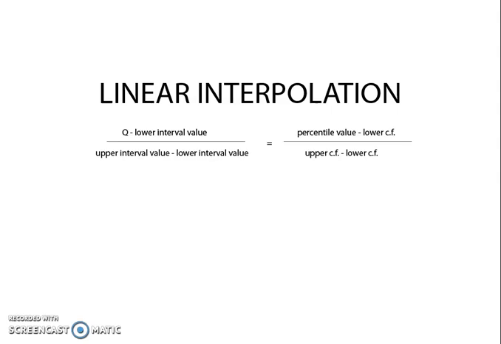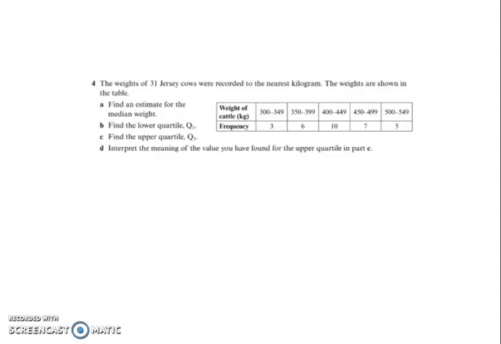The easiest way to understand linear interpolation is to work through a question step by step, so that is what we'll do today. We'll be answering this specific question, which can be found in the applied textbook on page 27. You'll find it under section 2C, and it is question 4. So, the weight of 31 Jersey cows were recorded to the nearest kilogram. The weights are shown in the table. We'll only be answering question A today, so find an estimate for the median weight.